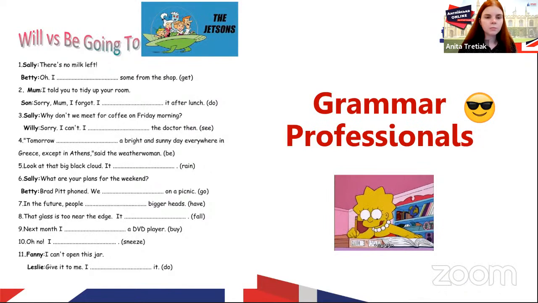Number 4, tomorrow, a bright and sunny day everywhere in Greece except in Athens, said the weather woman. And the word be there. So what do you think about this one? Right, please, number 4 and your answer, okay? So just your answer there. Okay, then, so you think this is will, yeah? Will be. Okay, I understand.